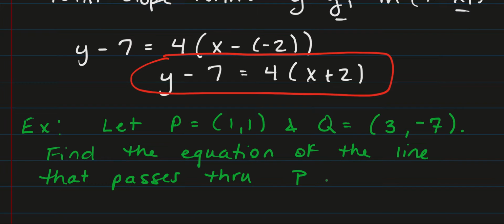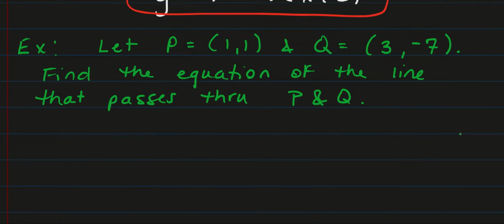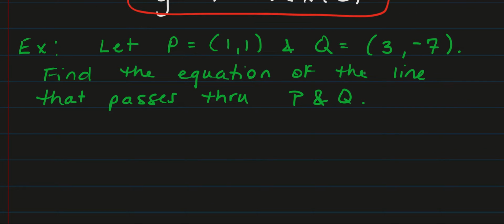Remember, a line only needs 2 points. That's all you need to graph a line. You just put the 2 points and then you just draw the line through it. Now, to use the point slope form for the line, we have to know a point and the slope. We don't have the slope, but we can find it because we're given 2 points. And if you're given 2 points on a line, you can find the slope.